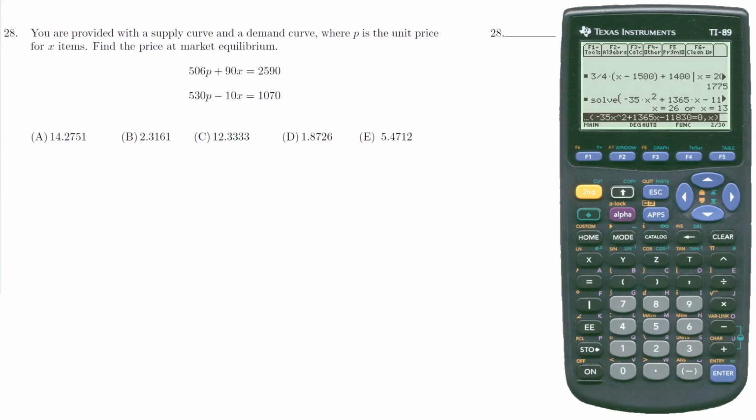Next. Okay, so you provide a supply curve, whatever, find the price at market equilibrium. So here we need to match them together. What I would do is I would do a matrix, RREF. So this is what I would write out on a piece of paper. And then I would enter this into a calculator with RREF. So let's go, boys and girls. So here we got RREF.